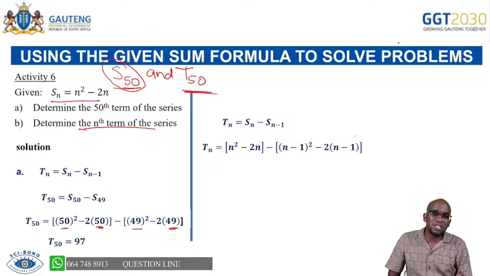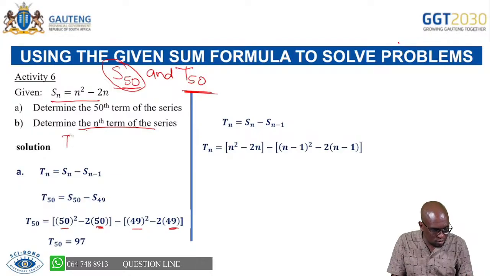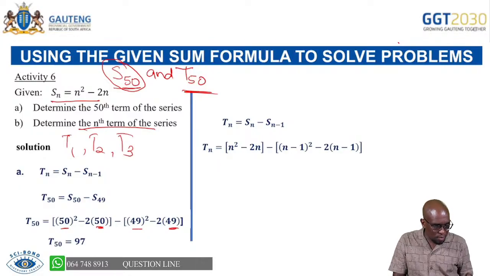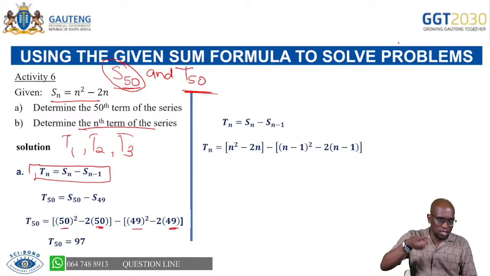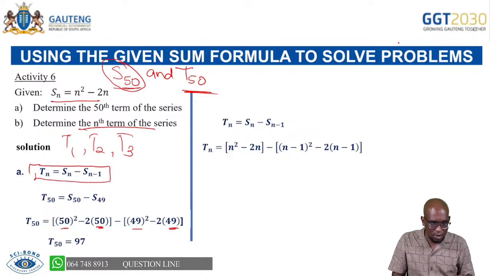Remember, there's an alternative approach here that you can take. You can work out T1, T2, and T3 by using this formula. After working it out, then you can determine the nth term. However, the formula itself also allows you to go directly.